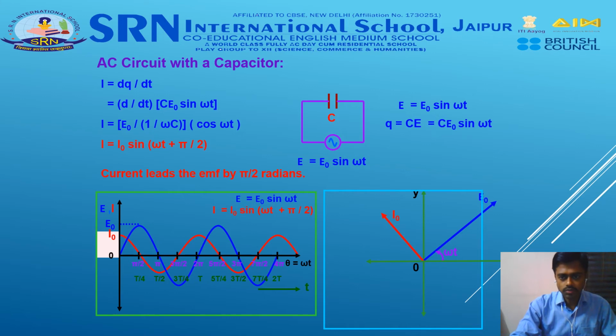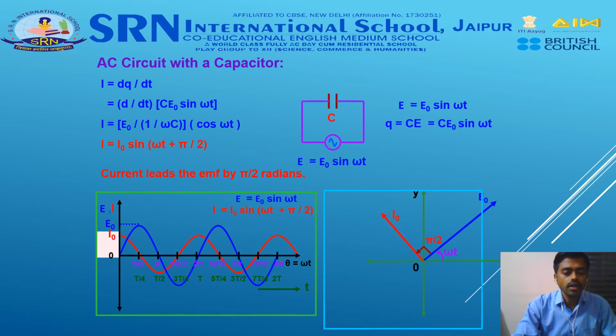Now in this expression we have to find the value of current. So dq upon dt is the value of current. So we will differentiate the charge per unit time. So after differentiation we will get the value of current, and current will be equal to I naught sin omega t plus pi by 2. Here in this expression we obtained that current leads the EMF by pi by 2 radians.